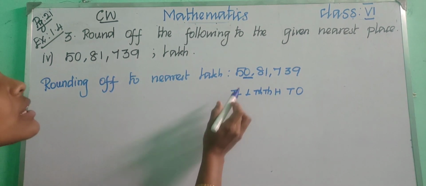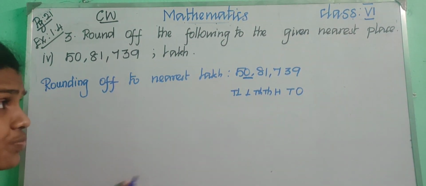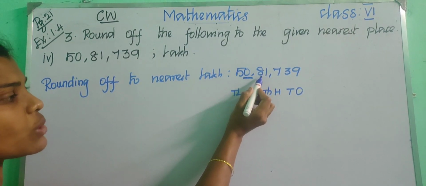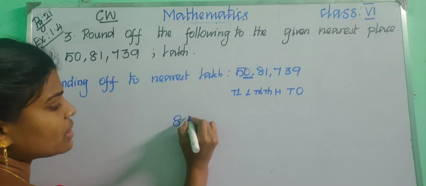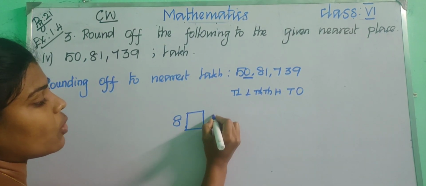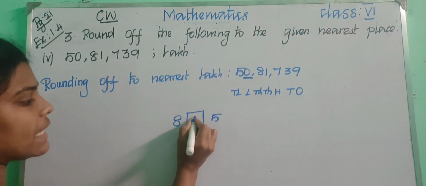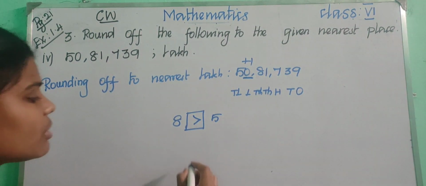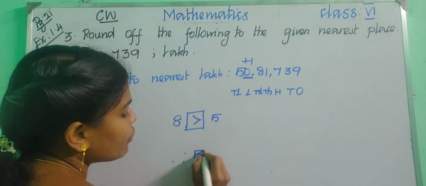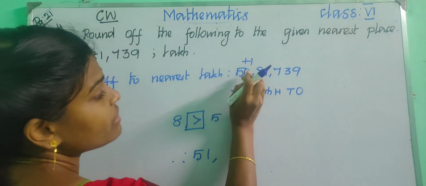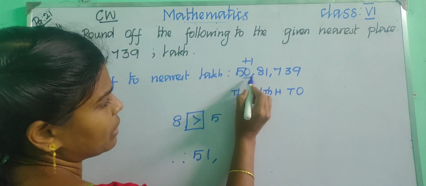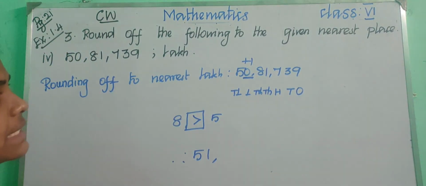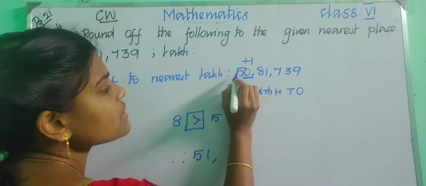If you are going to round off the lakhs place, what we need to do? We need to take the next digit to the lakh. What's the next digit? 8. We need to check whether this 8 is greater than or less than 5. Greater than 5. So we need to add plus 1 in the lakhs place. Therefore, we will get 51 lakhs. Simply we need to change the lakhs place, add plus 1, and before that if you have any digits we need to write the same digit.